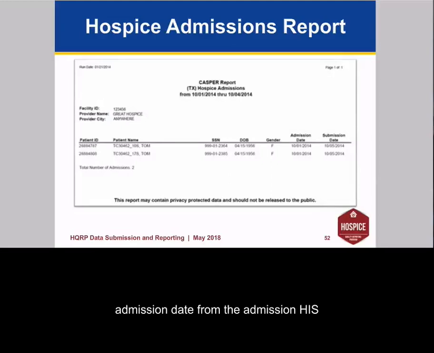Finally, you'll notice that the admission date from the admission HIS record is listed on the report, as well as the date that the HIS record was submitted to the ASAP system. This report may be used to verify that an HIS admission record was submitted to and accepted by the ASAP system for each hospice patient admitted during the specified time period.